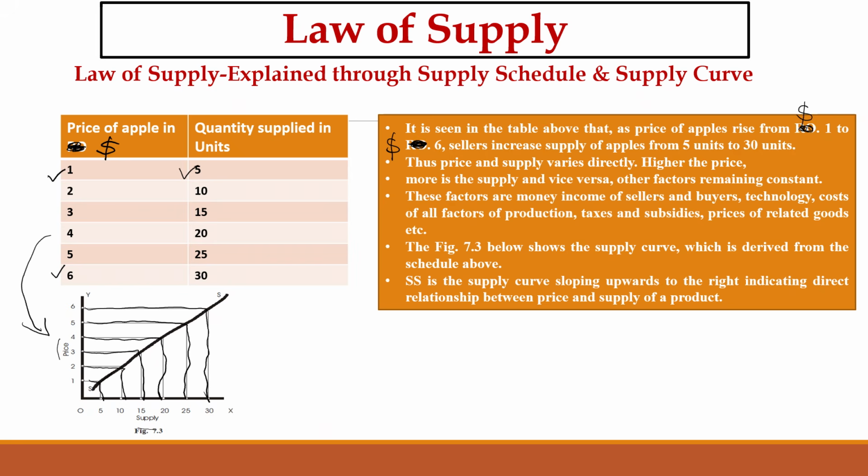When we join all these points, see, my supply curve is sloping upwards towards the right, which is called SS, which indicates the relationship between supply and price of a commodity is a direct relationship. There is a direct relationship between price and quantity supplied. What is the relationship? They are directly related. So here we have learned what the law of supply is.